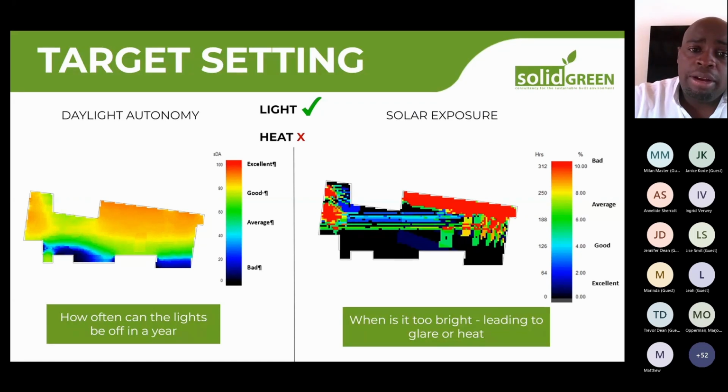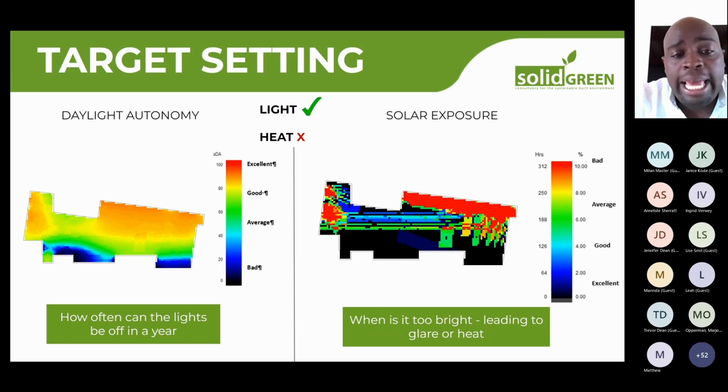So target setting around natural light would be on the left-hand side. We have a metric called daylight autonomy, and that's just saying how often can the lights be off across a building in the space. This metric is measured by SDA, Spatial Daylight Autonomy, and basically anything that is green and above means that you've got a really high percentage of the year when you can have the lights off. So this is looking at daylighting annually and not at a moment in time.